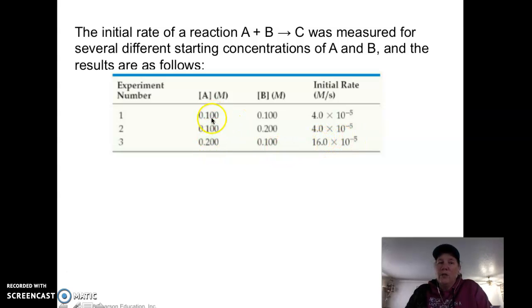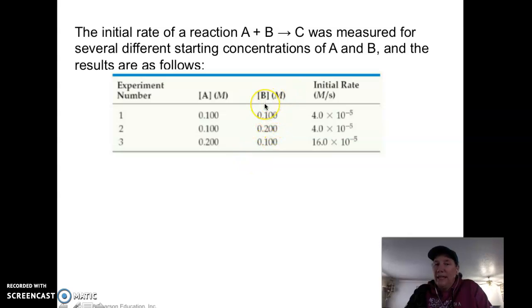So it went from 1 to 2. Here it doubled, but here it went from 4 to 16. So it didn't double. That would be a reaction order of 1. Instead, it's 4 times as much, so that'd be a reaction order of 2. Because if you take 2 squared, you get 4. That's where the 2 comes in.